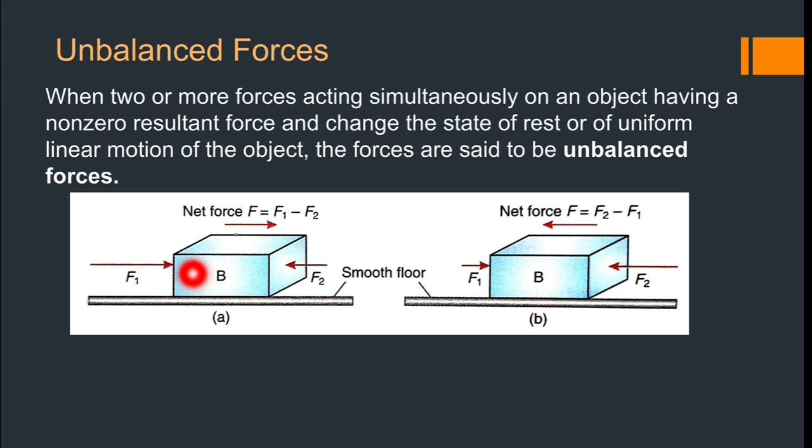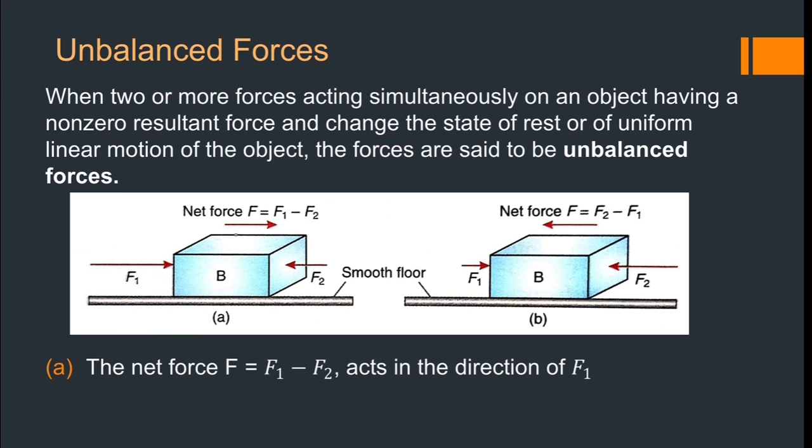But what will be the direction of the net force? The direction of the net force is in that direction in which the larger force is acting. So in this case we can say that the net force acts in the direction of F1. So let us see, the net force F is equal to F1 minus F2, and it acts in the direction of F1. Now let us observe figure B.